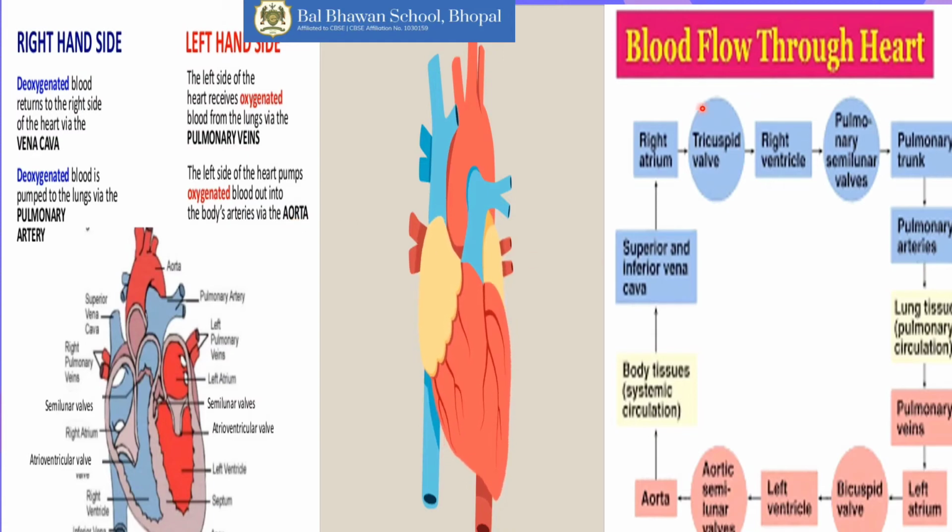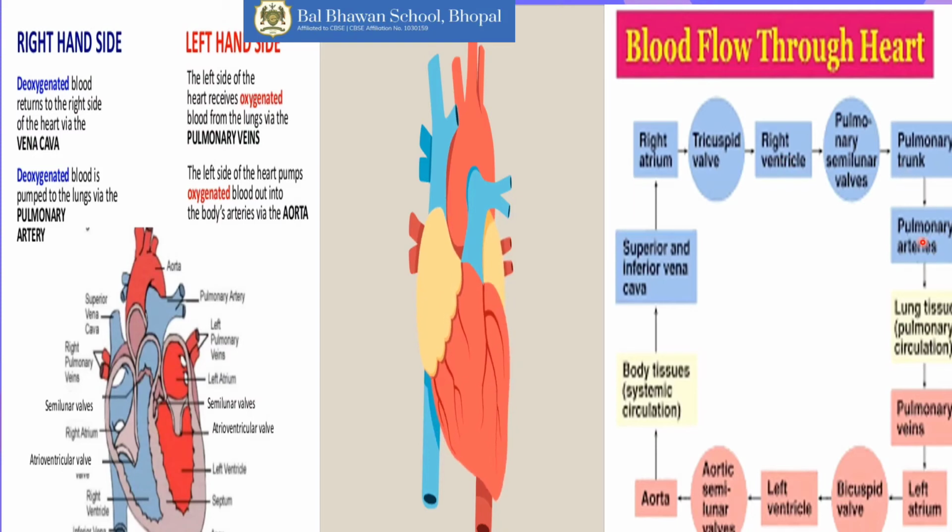Now let us discuss the circulation of blood in the heart. First of all, let's start with the right auricle. Blue color here indicates the deoxygenated or impure blood, whereas red color indicates the pure or oxygenated blood. So the impure blood moves from the right auricle to the right ventricle by means of the tricuspid valve. From the right ventricle, it is carried by means of pulmonary arteries.